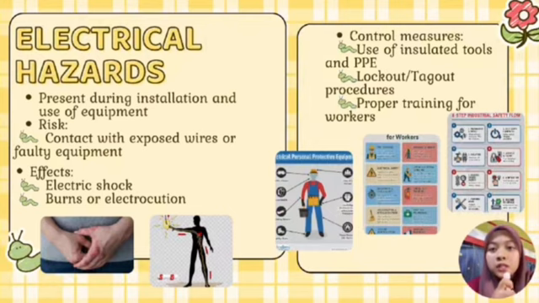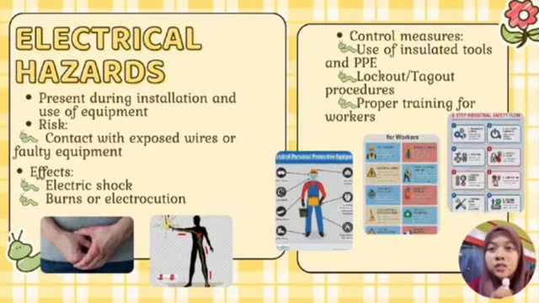Workers may experience electric shock, which can cause pain, muscle spasms, or loss of consciousness. In severe cases, electrical accident may result in burns, electrocution, or even death. Electrical faults can also cause fire, leading to property damage and workplace accident.